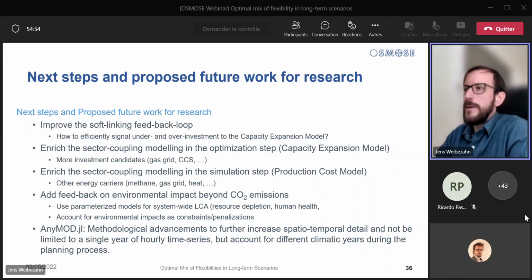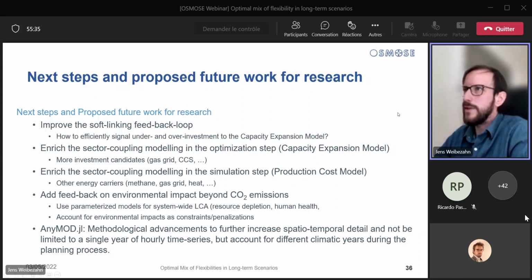And then there should be also feedback on the environmental impact beyond CO2 emissions, looking at system-wide LCA, so in terms of, for example, resource depletion, human health, and others, to account for the environmental impacts beyond just the impact of CO2. And looking at the other approach of antiMOD with the integrated model, also here we would like to go for a couple of methodological advancements to further increase our spatio-temporal details, because currently we just look at one limited single year of hourly time series, but we want to look at different climatic years to be considered in the planning process.